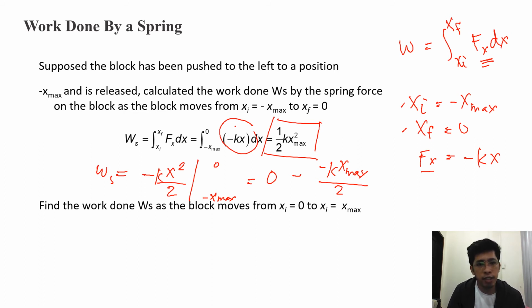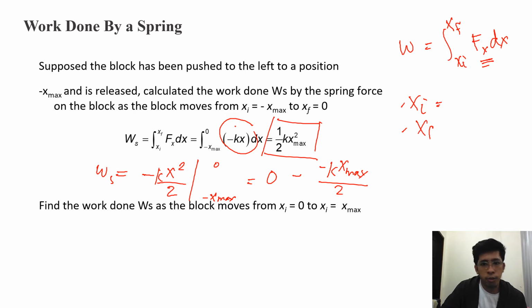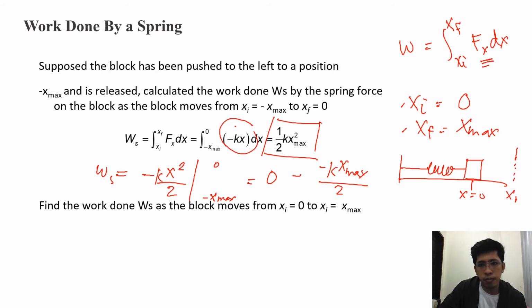Next, find the work done, Ws, as the block moves from 0 to x max. This time our conditions are the following. We are going to find the work done as the block moves from the equilibrium position up to the maximum stretching position. If you're going to draw it, you have your spring. This is at x equals 0, and then let's say somewhere around here is your x max.